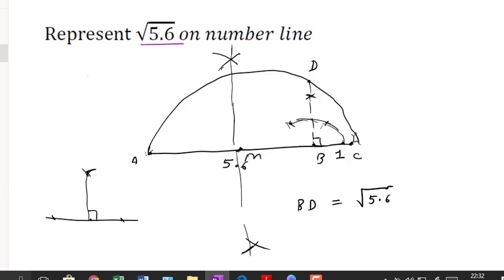If you have any question how we got this distance as root 5.6, you can revise our lecture. The lectures you can see on YouTube. I have put all the lectures for number system on YouTube. There you can see the video, and we have discussed in detail how we can draw numbers like root 5.6 on number line. Now this distance BD is equal to root 5.6.